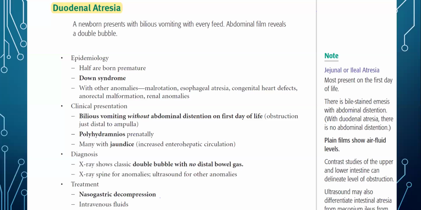Most of the time, duodenal atresia is common in premature babies and Down syndrome babies. The main presentation is bilious vomiting. This is when you start to get this kind of greenish vomiting. So bilious vomiting without any abdominal distension on the first day of life. That's the main feature. There will not be abdominal distension because everything is coming out, right? And it will be on the first day of life.